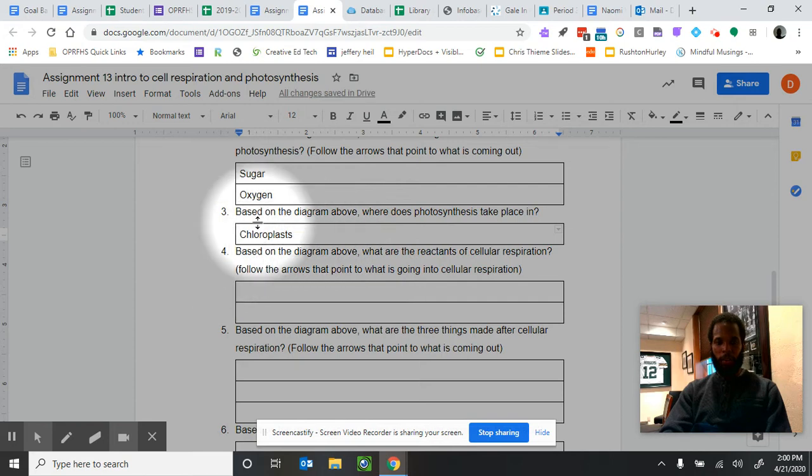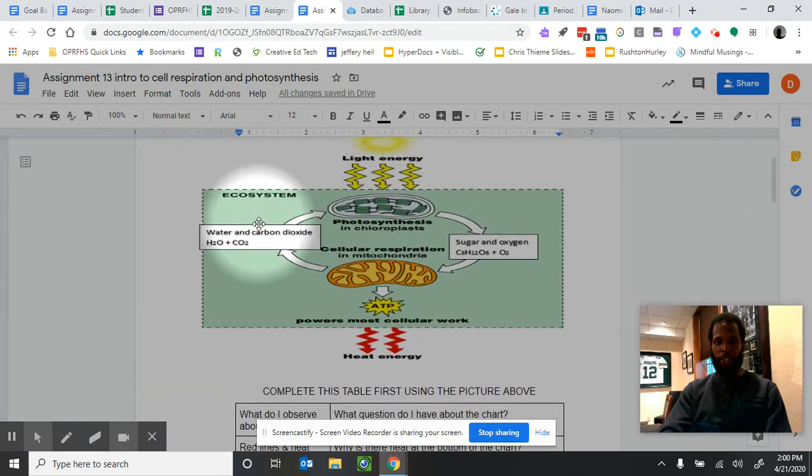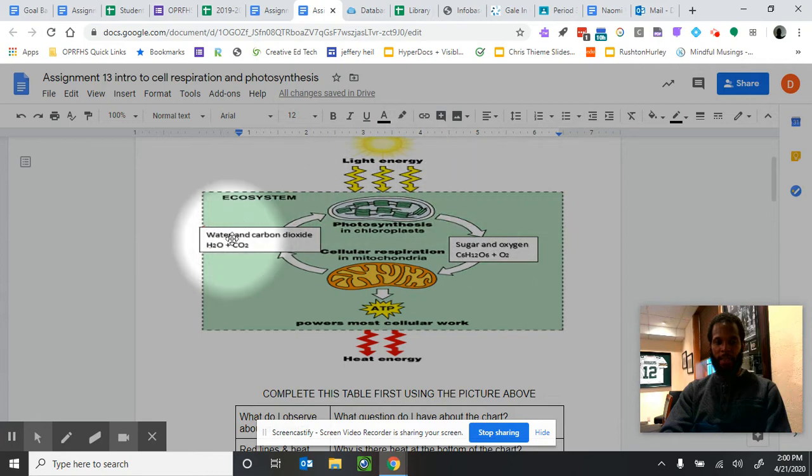All right, so that's the first part of the diagram. We just did the first half of how plants get energy. Now we're going to talk about how humans and other living things get energy as well. That's called cellular respiration, and it's in the mitochondria.